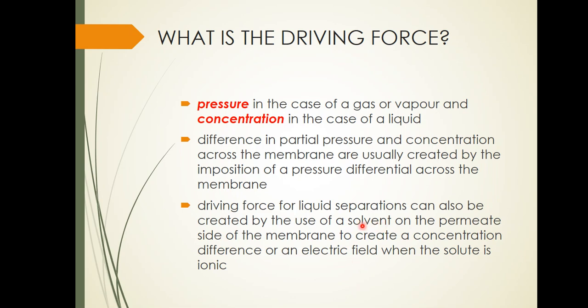But in some cases, there is the use of a solvent on the permeate side. The purpose of the use of the solvent on the permeate side is to create a concentration gradient. Once there's a concentration gradient, then there would be ease of transfer from one side of the membrane to another. So take note here, in liquid separation a solvent can be added on the permeate side, or an electric field be induced if the solute is ionic, or if your original feed has charges present on it.